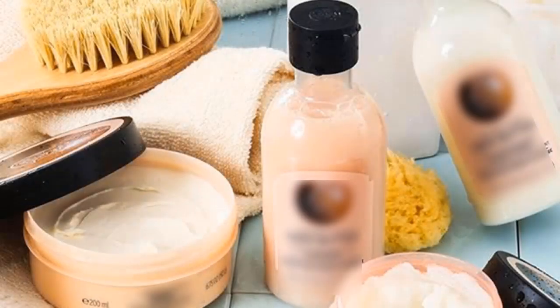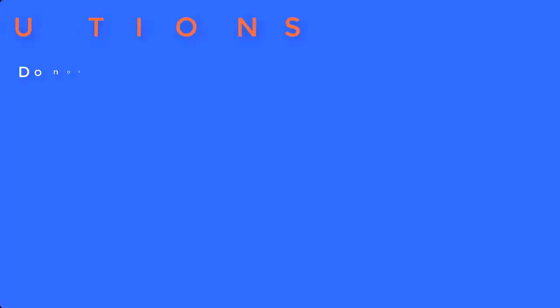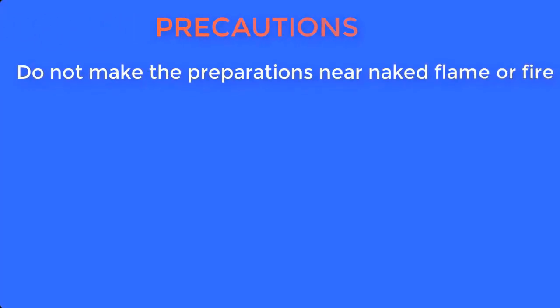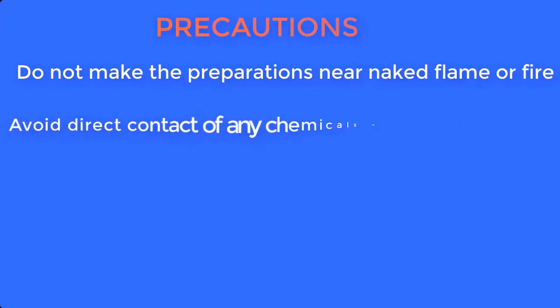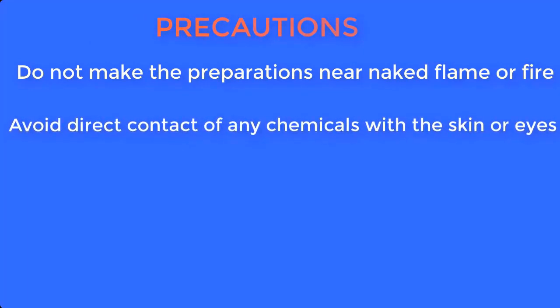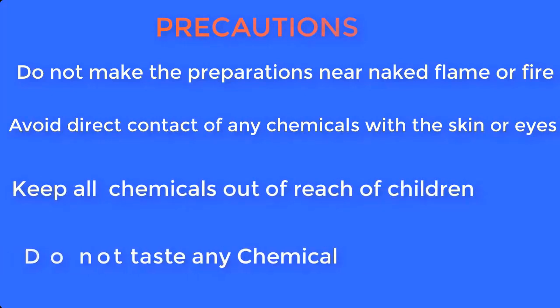But before we go into the production proper, let me take you through the safety precautions you will take as you do this production. So let's go through the precautions. Do not make this preparation near naked flames or fire. Avoid direct contact of chemicals with the skin or eyes. Keep all chemicals out of reach of children and do not taste any chemical. Please ensure that you keep to these instructions to avoid any hazard.